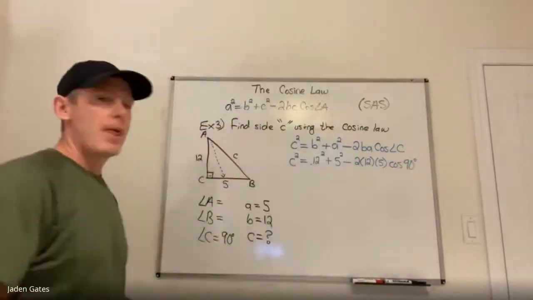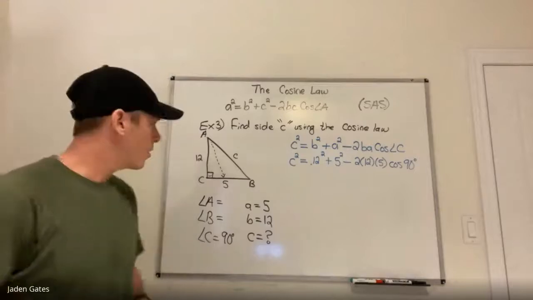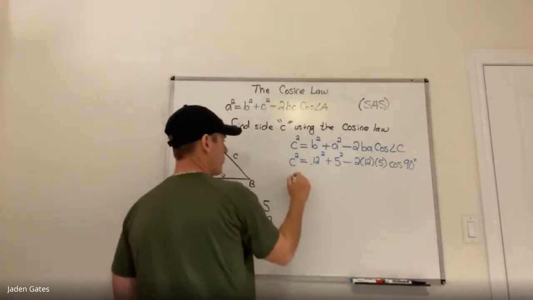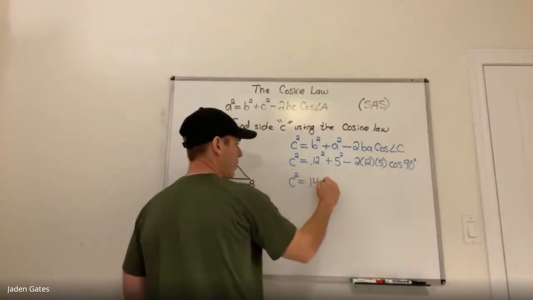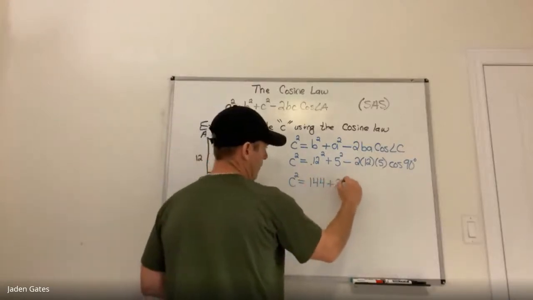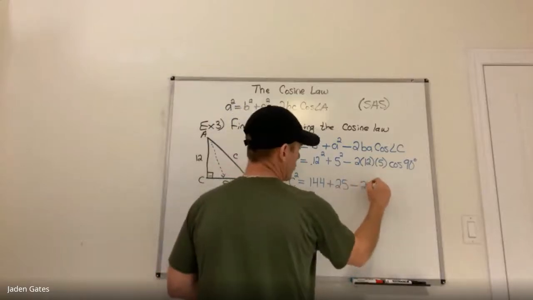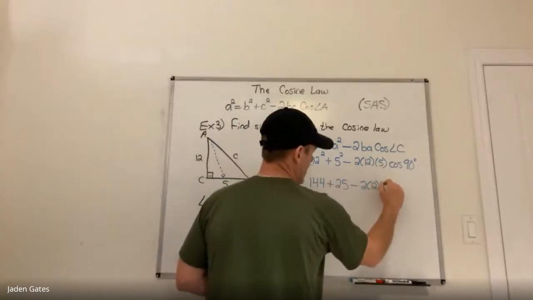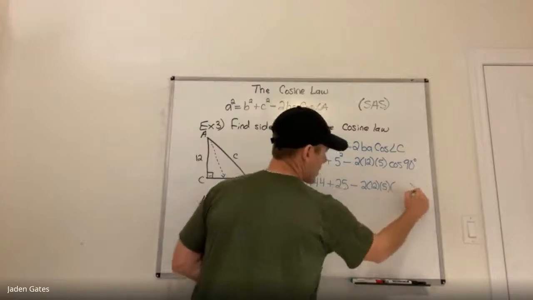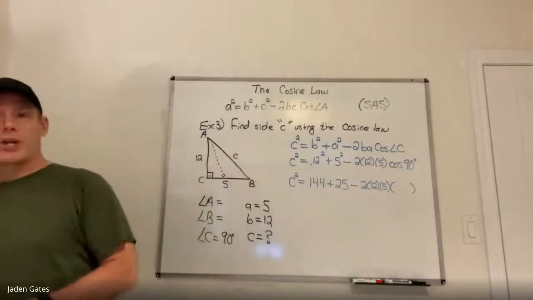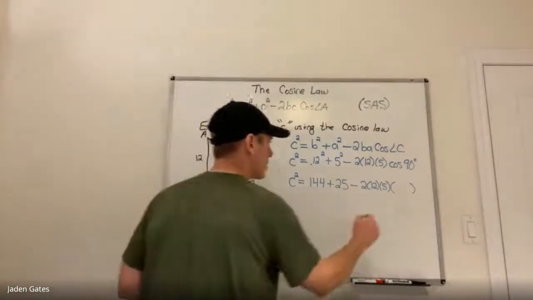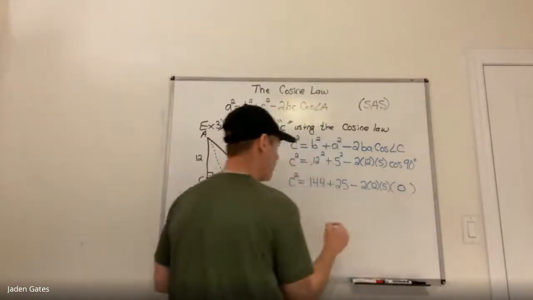All right. So again, I'm going to do BEDMAS. I've got to do my exponents first here. So 12 squared, 12 times 12 is 144. 5 squared I know is 25. And then I've got minus 2 times 12 times 5 times the cosine of 90. So again, I'm going to figure that out. And when I put in the cosine of 90 degrees, I actually get 0.